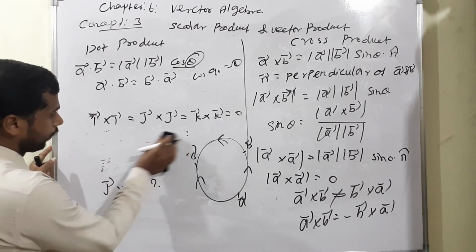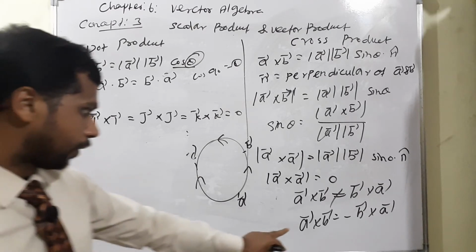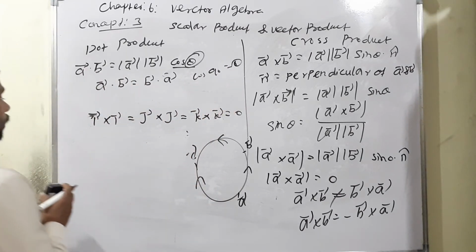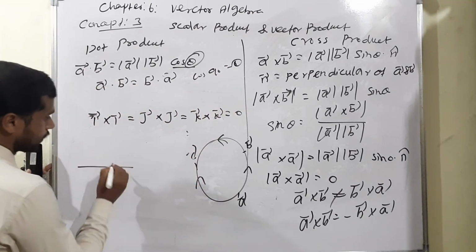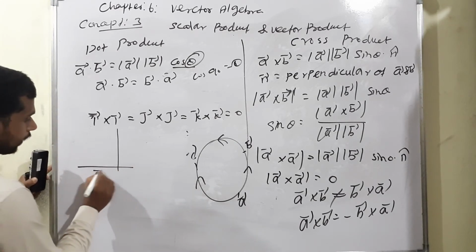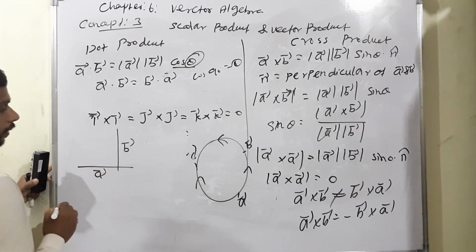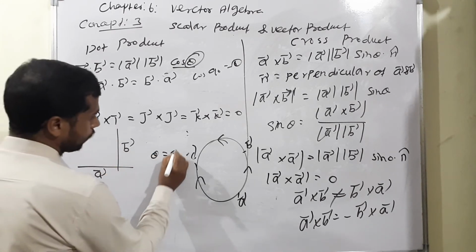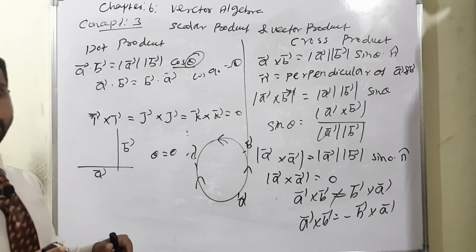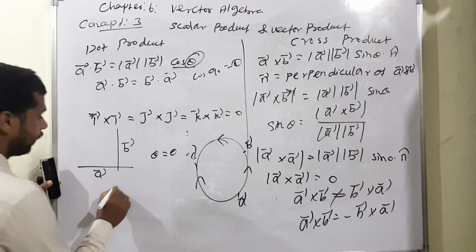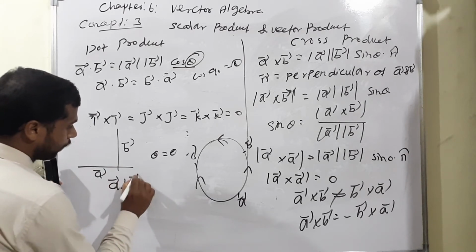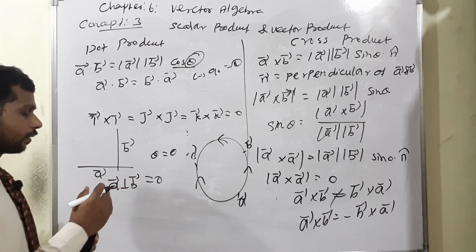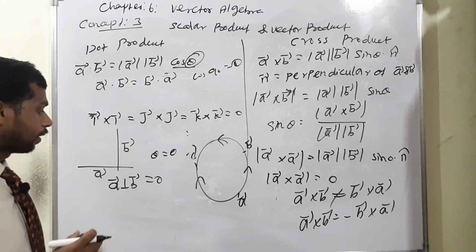This is also an important point. So a vector cross b vector is equal to minus of b vector cross a vector. Then if a vector is perpendicular to b vector, theta is 90 degrees, and cos pi by 2, cos 90 degree, means the value we have is 0. Therefore, definitely we can say a vector dot b vector, when perpendicular, the answer will come 0. This is also an important part of the theorem.